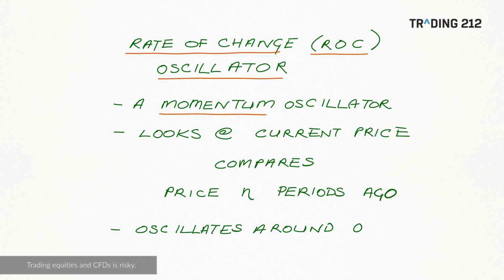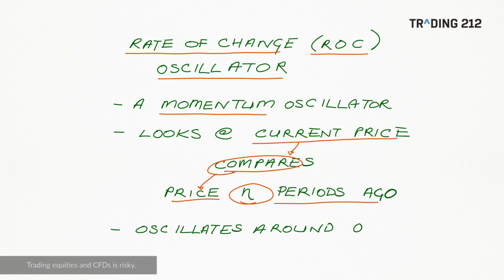Now it does this by looking at the current price and then comparing it to the price n periods ago. So when we just added that oscillator, we put in 12, the default value. That was the number of periods ago that we're making this comparison. And it's one of those indicators that oscillates around 0.